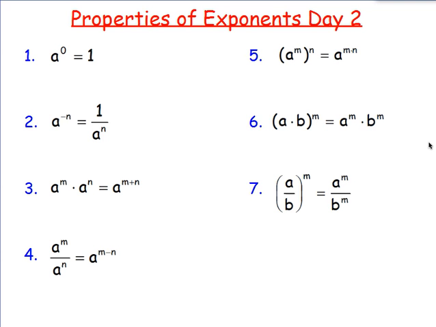Today we are spending a second day looking at properties of exponents. This is one of those topics that can be very challenging for students, so we are learning absolutely nothing new today. We are looking at the same 7 rules, so just remember these.